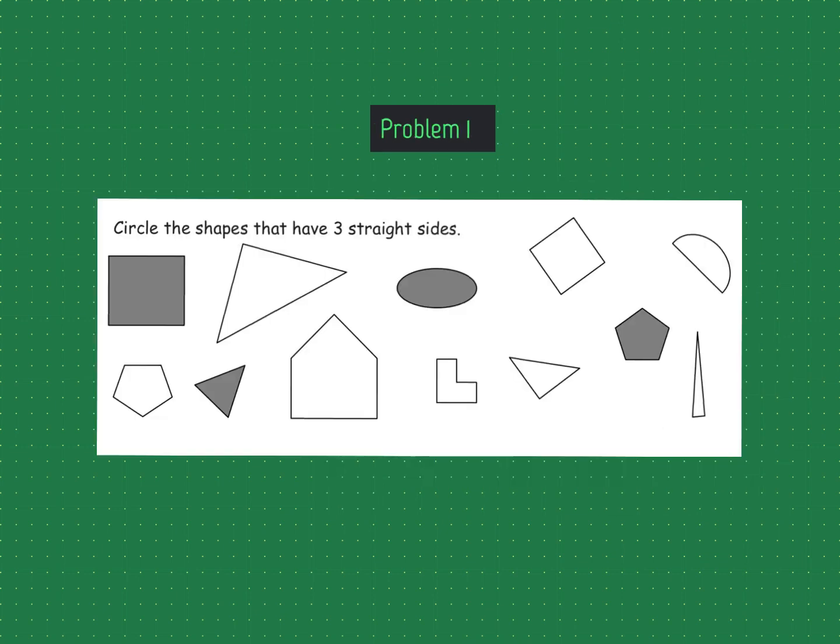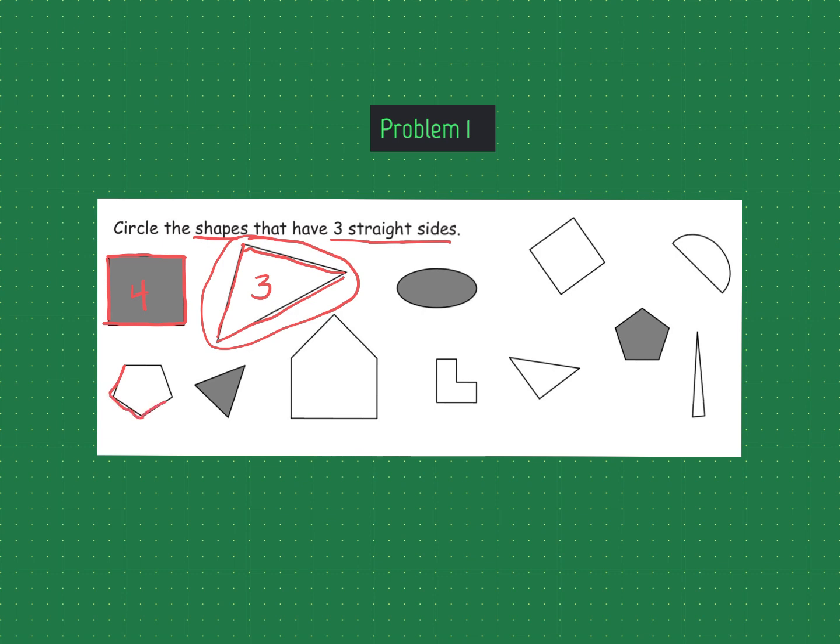Our first problem is to circle the shapes that have 3 straight sides. So our important things that we need to know is the shapes that have 3 straight sides. So we can count the sides for each shape. This one, 1, 2, 3, 4. That's too many. 1, 2, 3. There's 3. That one works. We can circle that one.